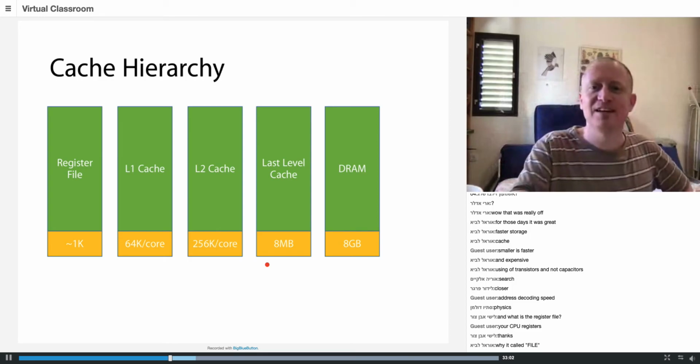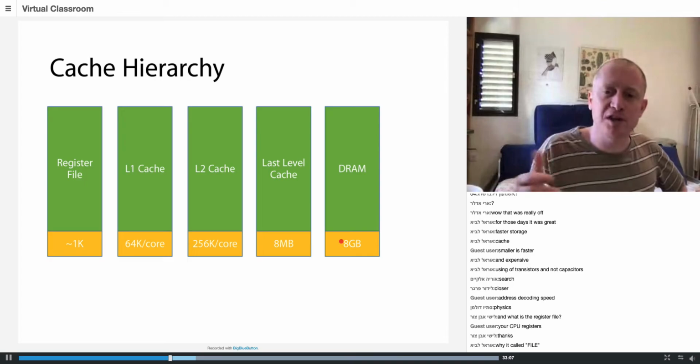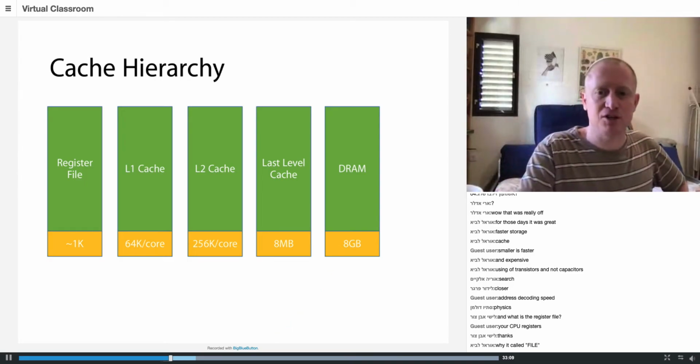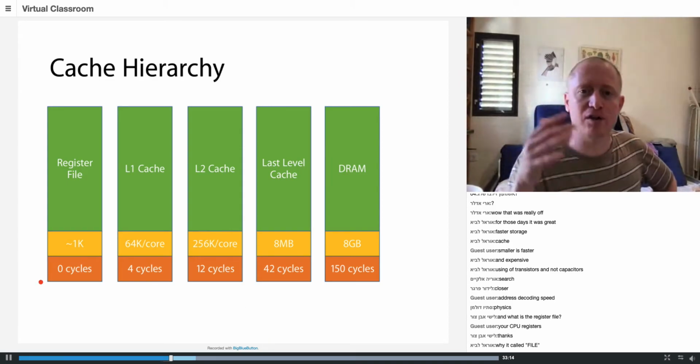And after you fail a search in the last level cache, then you are forced to go to the DRAM. The DRAM is, for example, 8 gigabytes. And the access latencies, on average: the register file you can get immediately. You don't need to fetch it.